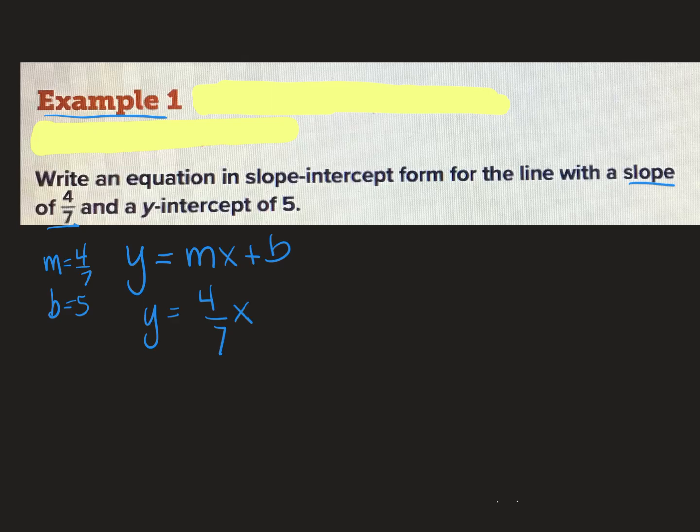So then you substitute your m and your b value into the equation. So y equals 4/7 x plus 5. That is an equation in slope-intercept form of a line that has a slope of 4/7 and a y-intercept of 5.